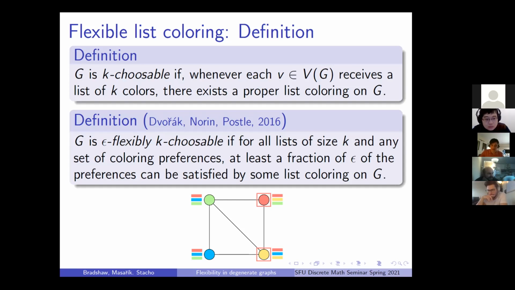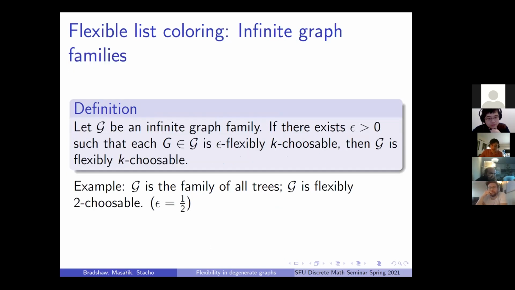It can be any vertex subset that has coloring preferences. Okay, so with this definition in place, I can start to introduce how we considered this definition in our paper. So we considered the problem of flexible list coloring on infinite graph families because it's a more interesting problem in this setting.